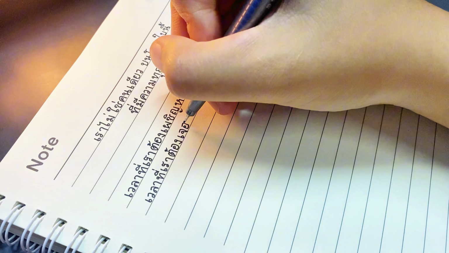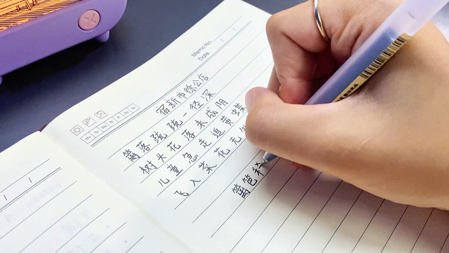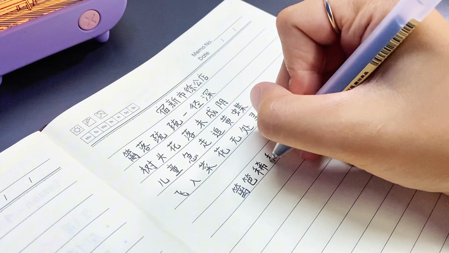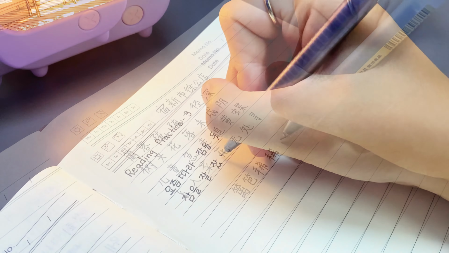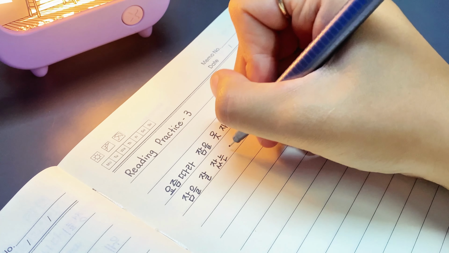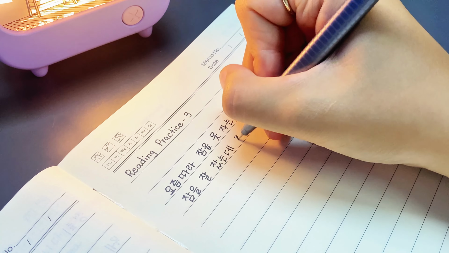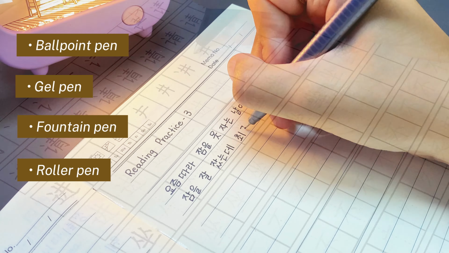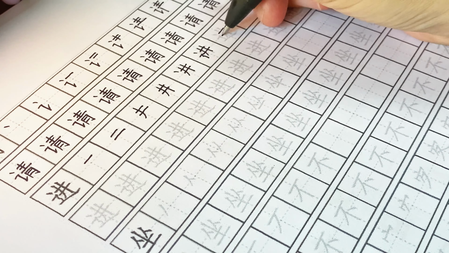Moving on to the next tip, choose the right tool. You could spend a lot of money on fancy brushes or fountain pens if you really want to learn calligraphy, but for most people, including me, it's not necessary. For me, just neat and clear handwriting is enough. There are so many different types of pens out there. Ballpoint pen, gel pen, fountain pen, ruler pen, and more. But choosing the right pen is key to improving your handwriting in any language.